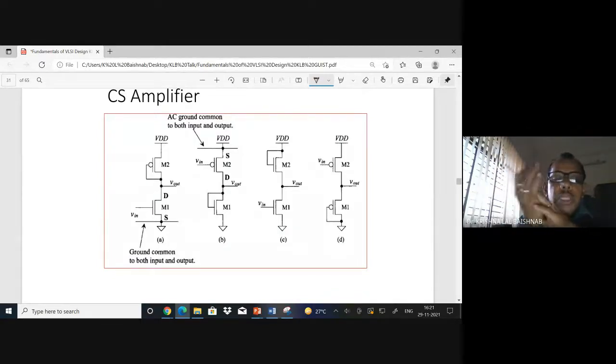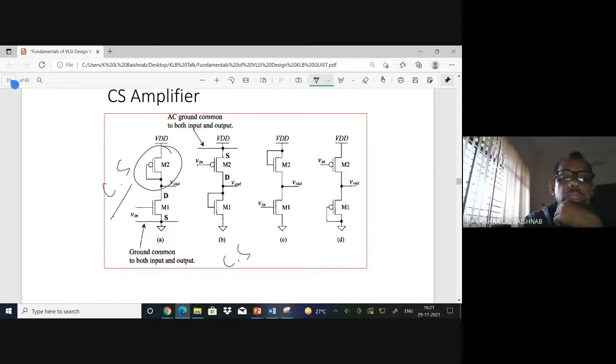Common source, maybe you see the different configurations. Newcomers, please understand that this is my load, this is my source, this is the driver. And this is also another combination where we can see that this is the source, PMOS, so it is also common source. This is also common source. This is also common source. See, because this is a PMOS circuit, and the drain side is here.